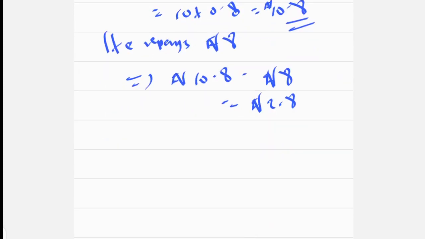So what you have to take note from this question is what? The formula we use to calculate the amount. Amount is what? Simple interest plus principal. So simple interest plus principal.